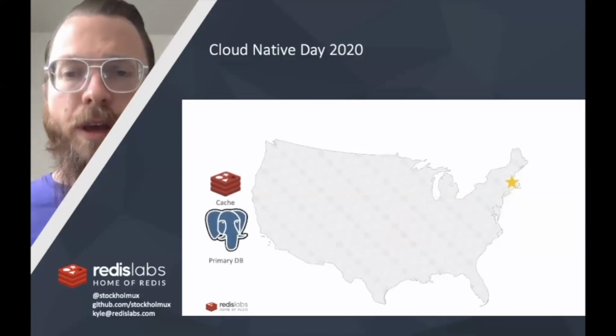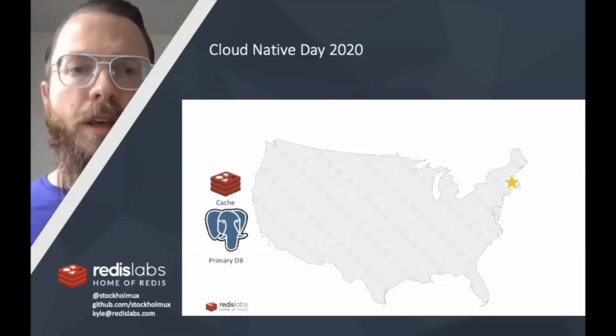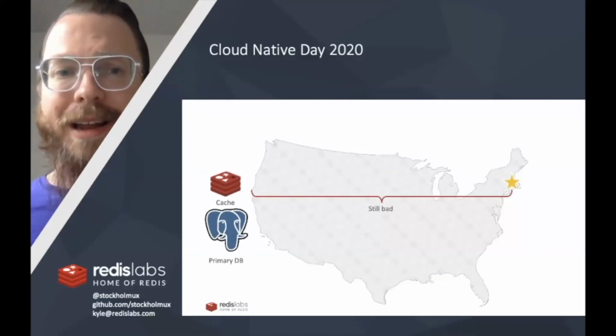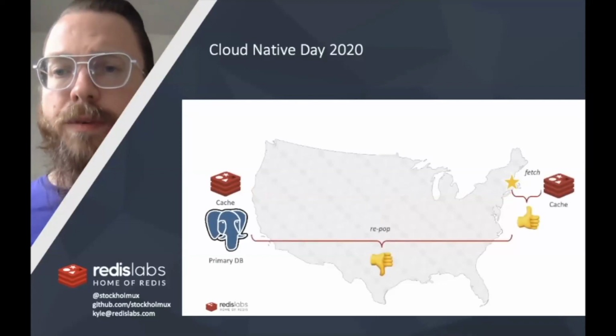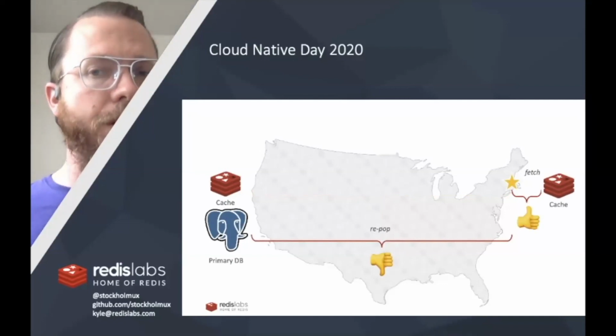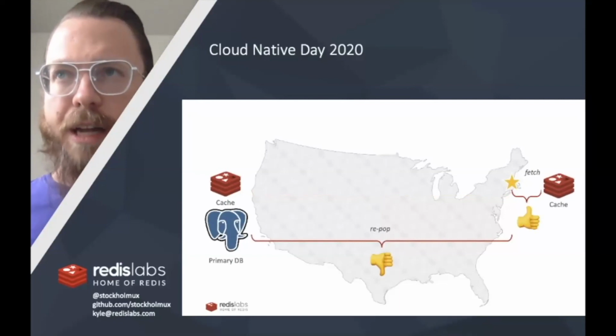So let's say we have a user in Boston and we have our data center or our cloud instances on the West Coast. That's going to be bad. Even though we've implemented caching, it's not helping that situation. Now, another thing you can do is set up a West Coast or East Coast cache and then have your primary database in one location. Well, there's some problems with that too.